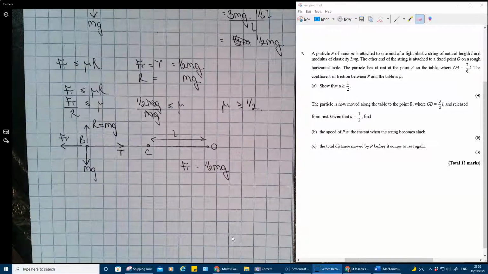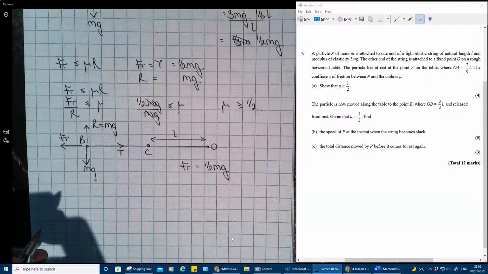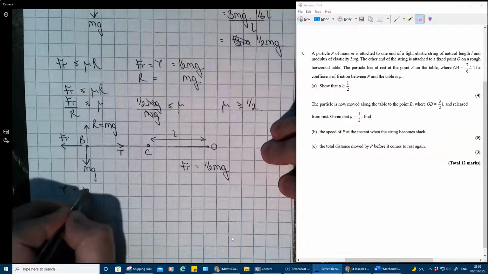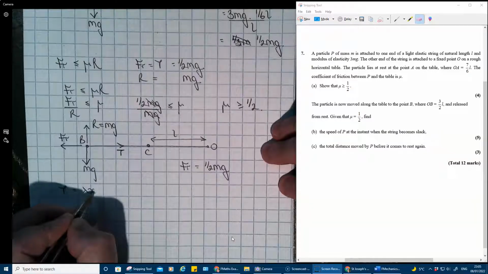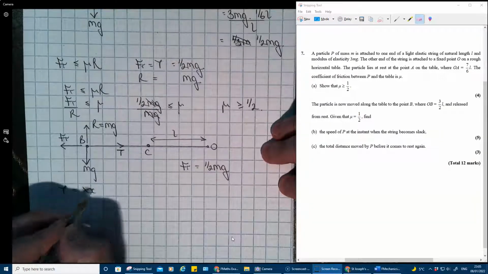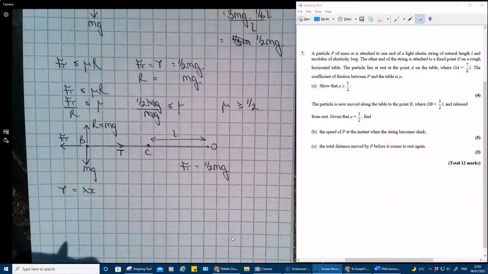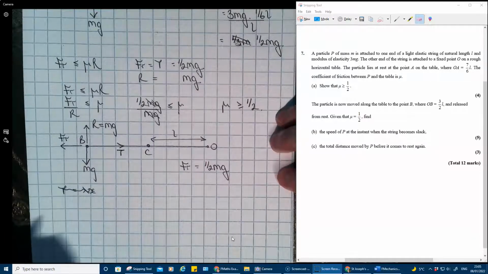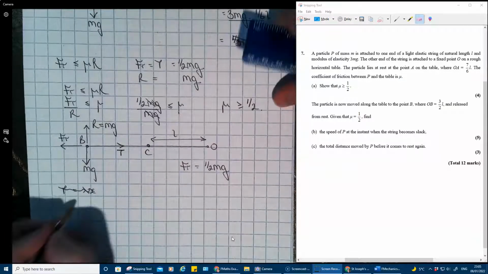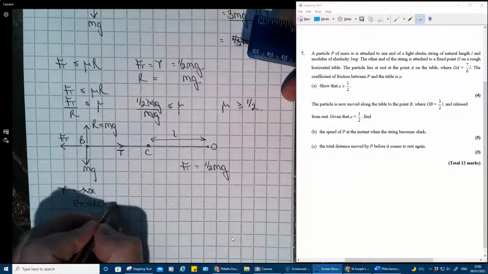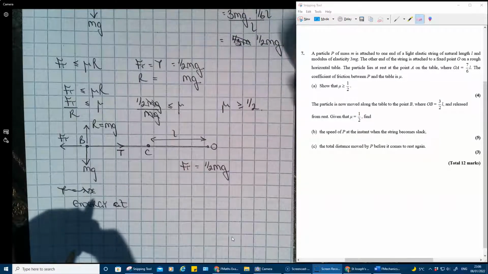Now, the tension in the string initially is lambda x over L. I don't think we need this, to be honest. No, we won't worry about the tension. This is going to be a work-energy situation. So we'll need energy at A.